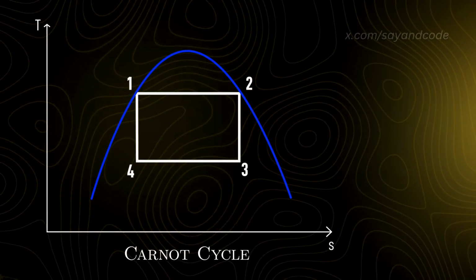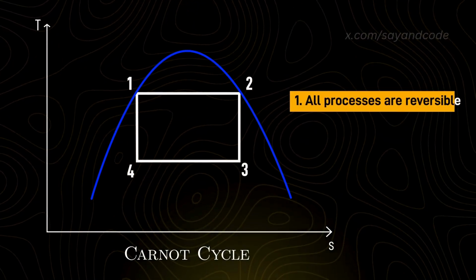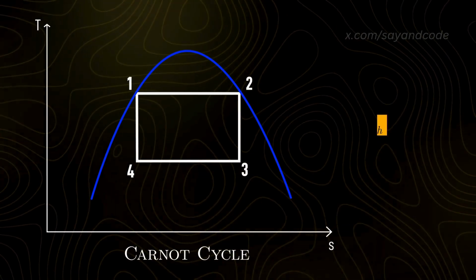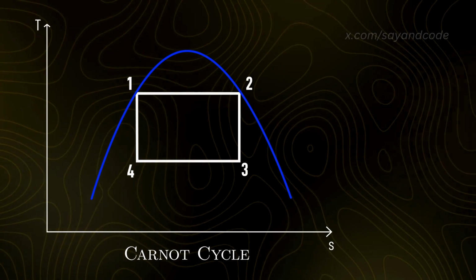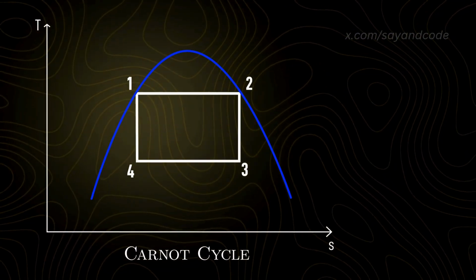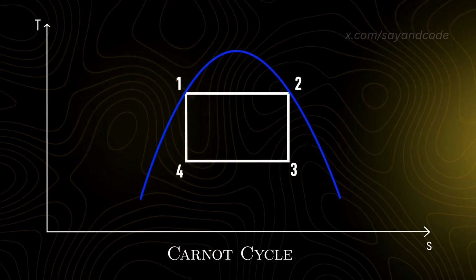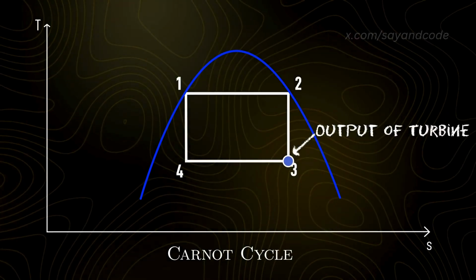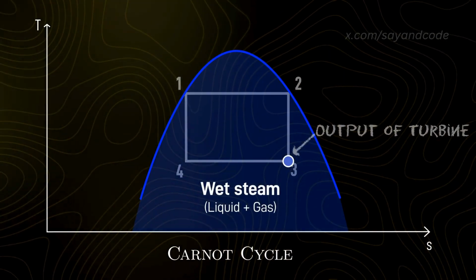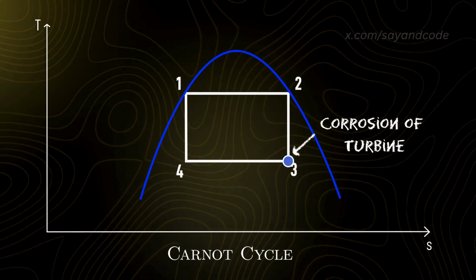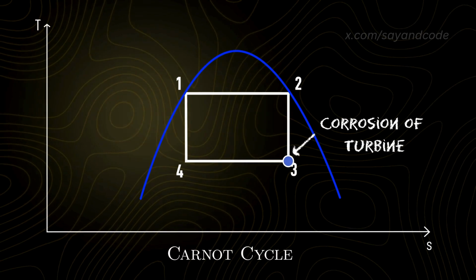The Carnot cycle is an ideal cycle, where all processes are reversible, and the efficiency is maximum. In reality, it's very difficult to create a Carnot cycle, as many problems will arise in running such an engine. For example, one problem is that when the steam is run through a turbine, from 2 to 3, the output of the turbine is wet steam, which is a mixture of water and steam. As a result, this will cause corrosion in the turbine parts, and will create further problems.